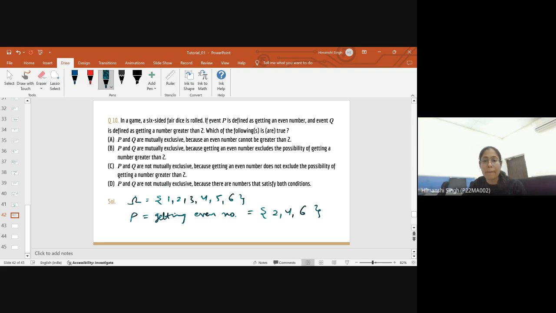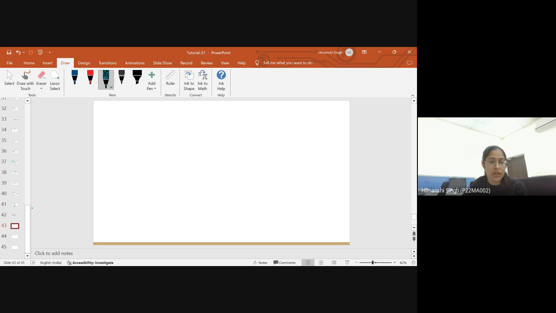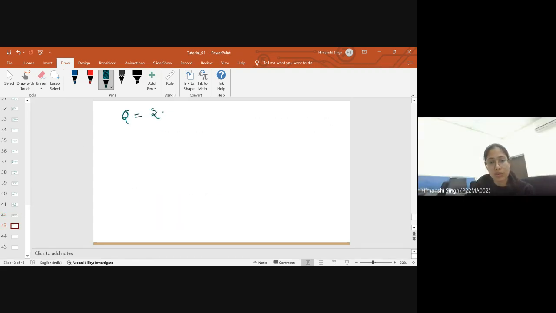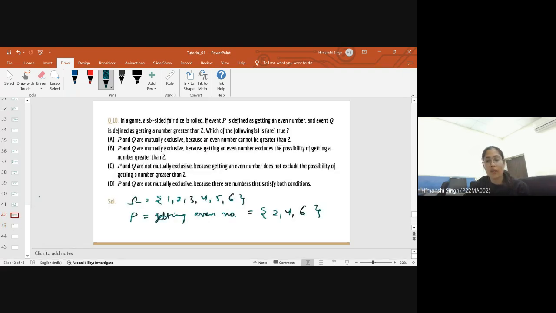So event Q is defined as a number greater than 2. Okay, it is greater than 2, not equal to. So it will be 3, 4, 5, 6. So we have P and Q with us. Now what the question is asking is whether P and Q are mutually exclusive. So first of all, we have the question of whether they are mutually exclusive or not. Reasoning, we will consider later.